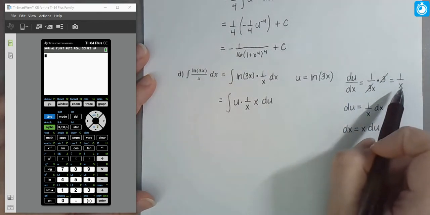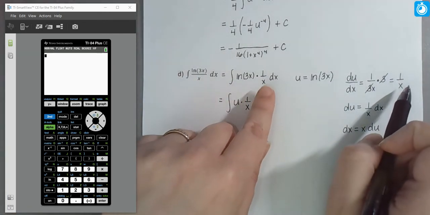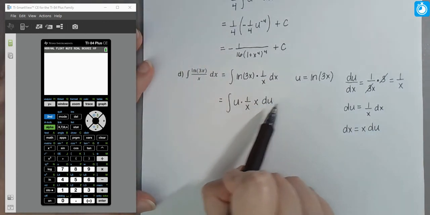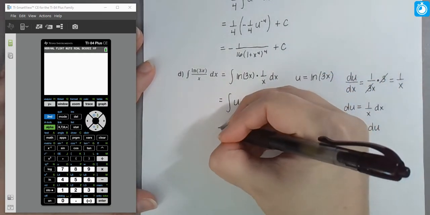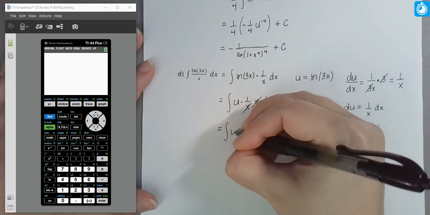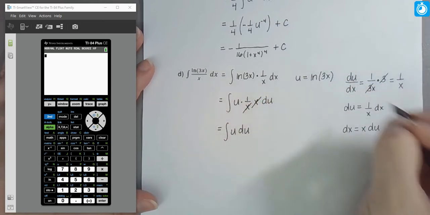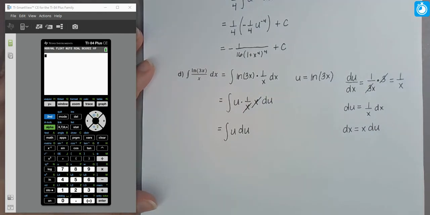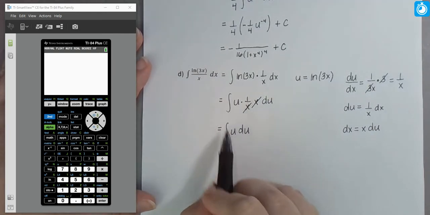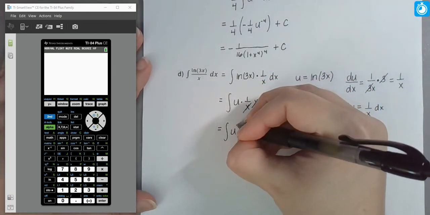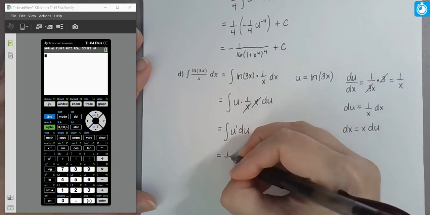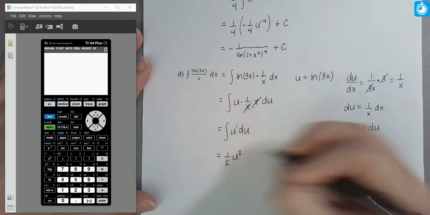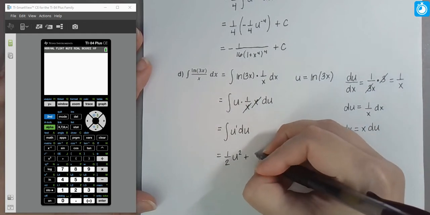And again, because of the relationship we saw right here, the fact that our derivative is something that's already in the problem, the result of substituting with that new differential is that everything that involved our variable x is eliminated. And so we're left with the antiderivative of u with respect to u. So this is now something we antidifferentiate using the power rule. Remember, there's an understood 1 right there. So we increase that exponent by 1 and then divide by the new exponent. So 1/2 times u squared plus c.